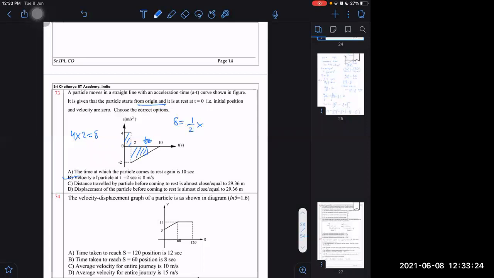Sir, downside area is also 8 only, sir. Half into 8 into 2, sir. Let me check once again. I calculated wrongly. Yes, it is 8. It is 2. You wrote 10, sir. Half into 8 into 2. Oh yes, I took 10. Then yes, lucky. Good for us. Very good for us. We are saved. It will be really tough question again.